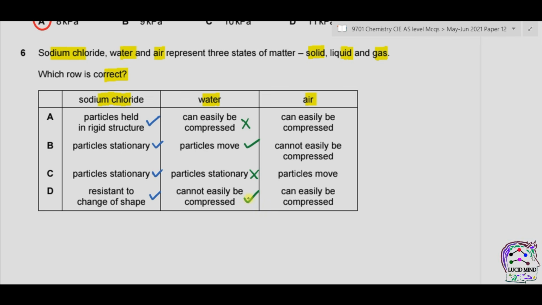This is true statement. Moving towards gas, we have air which can easily be compressed. This is true because there are a lot of empty spaces among the molecules. Cannot easily be compressed. This is untrue. Particles move. Yes. Can easily be compressed. This is true. So all three statements are true for part D.